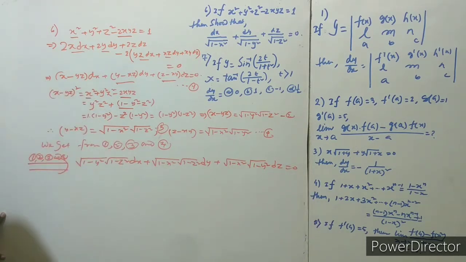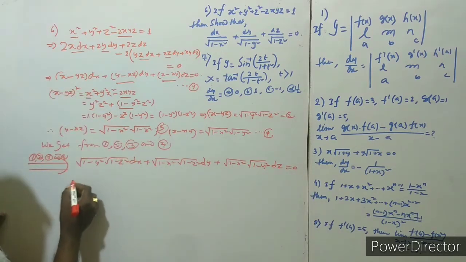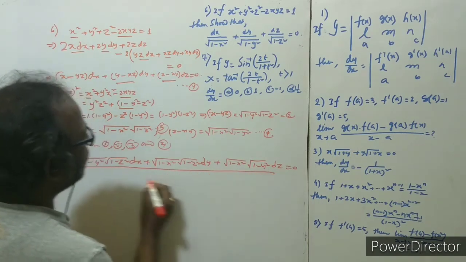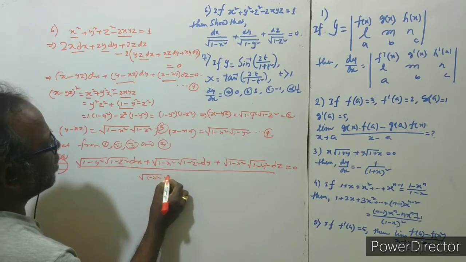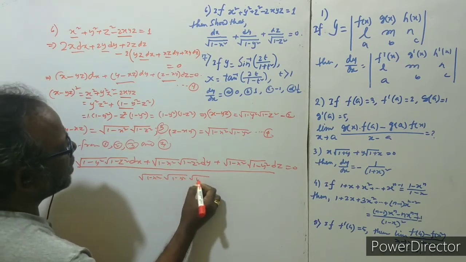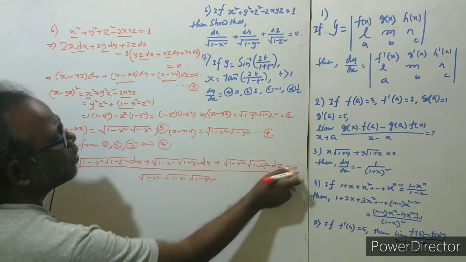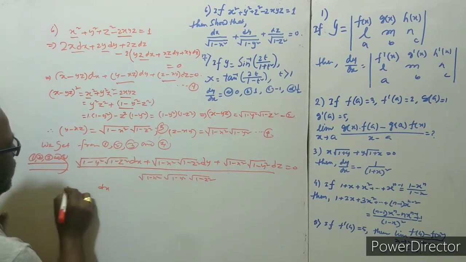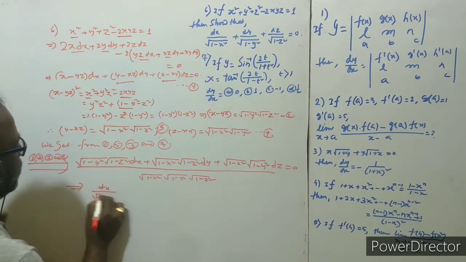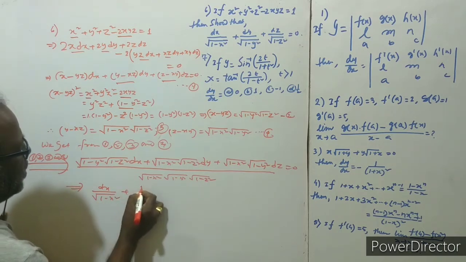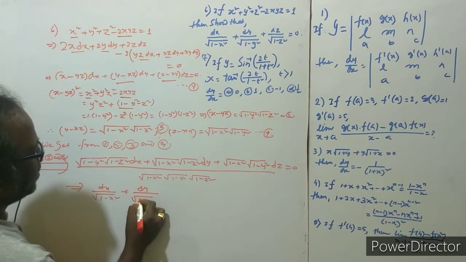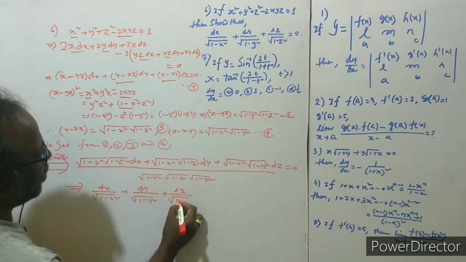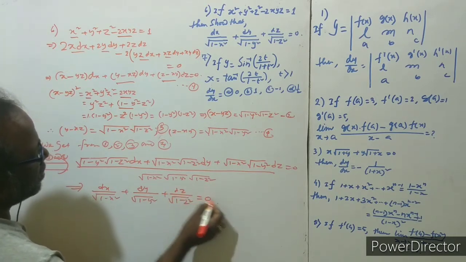And on both sides, divided by the factor root over 1 minus x square, root over 1 minus y square, and root over 1 minus z square, and 0 divided by this is 0. So this by this, we get here, so implies dx over root over 1 minus x square, same as dy over root over 1 minus y square, and dz over root over 1 minus z square is equal to.